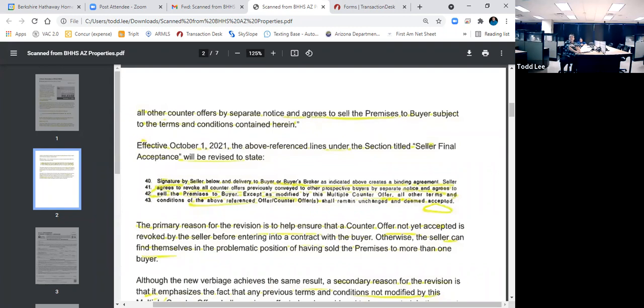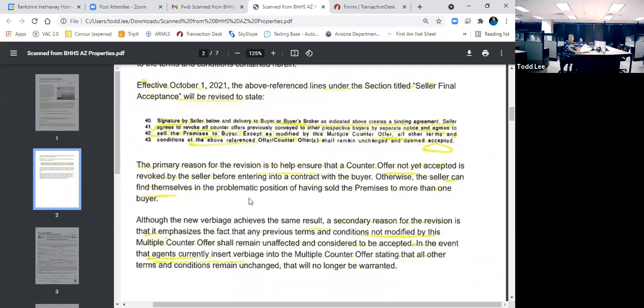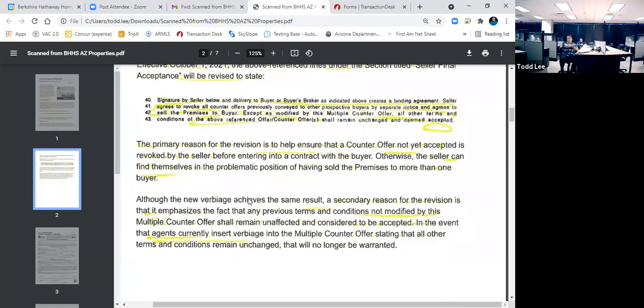Okay, so is there any other questions about this multiple counteroffer form and when to use it and when not to use it? Just reading through that again. The primary reason for the revision is to help ensure the counteroffer not yet accepted is revoked by the seller before entering into the contract with the buyer. Otherwise, the seller can find themselves in a problematic situation, having sold the premises to more than one buyer.